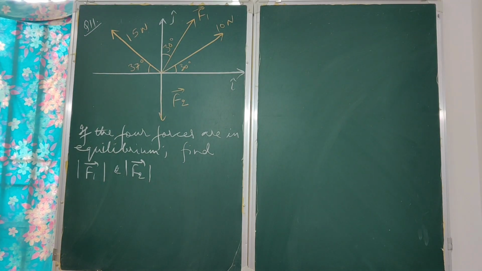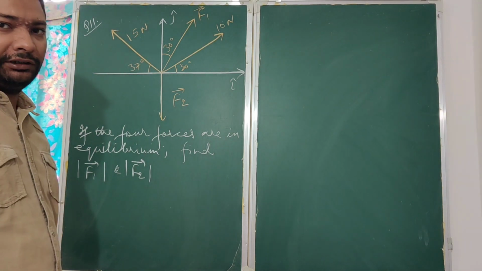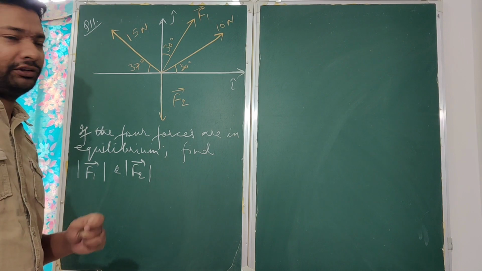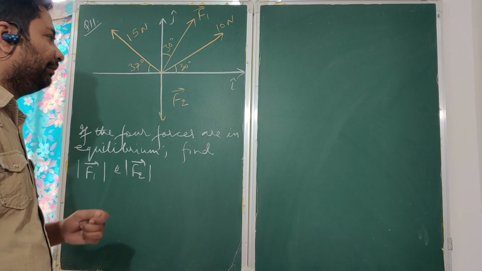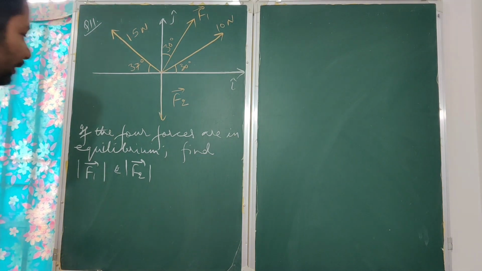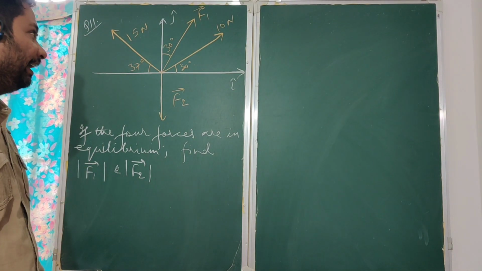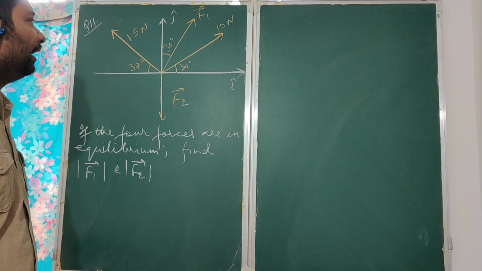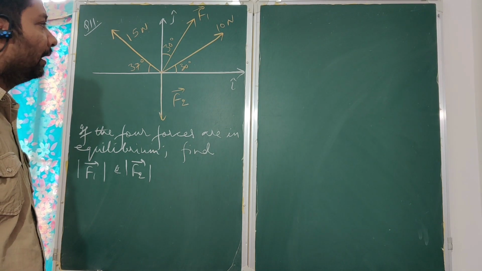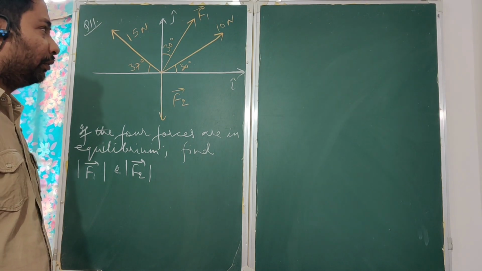Let's see this question. This is based on equilibrium of forces. There are multiple forces acting in different directions, and under the action of all these forces, the body on which these forces are acting is in equilibrium. They have asked us to find the magnitude of f1 vector and f2 vector. So let us try to do that. I have taught you how to approach this.